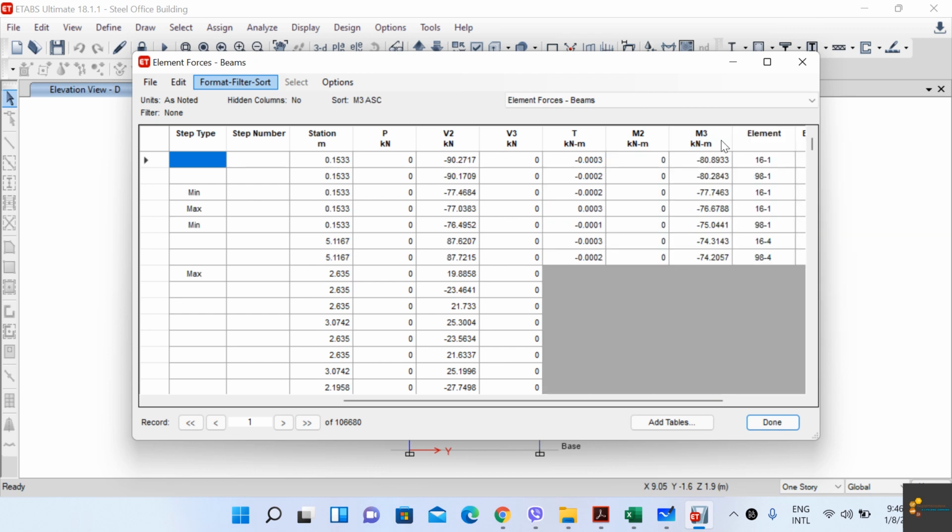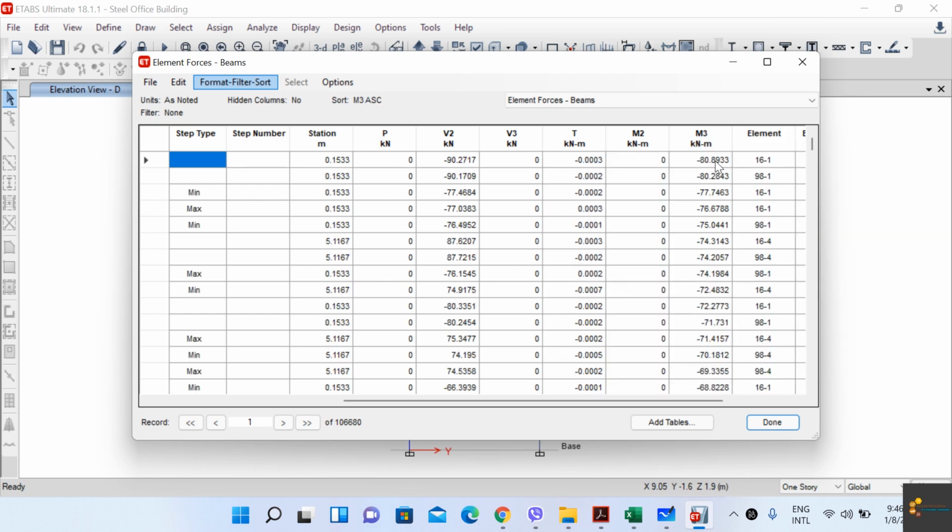So we will take this moment with the highest absolute value, that is 80.8933. So this will be our required moment, 80.8933 kilonewton meter. And the shear force corresponding to this moment, if you see, shear force V3 is 0, axial force P is 0, since this is a beam member, and then shear force V2 is 90.2717. So we will take these two values here.